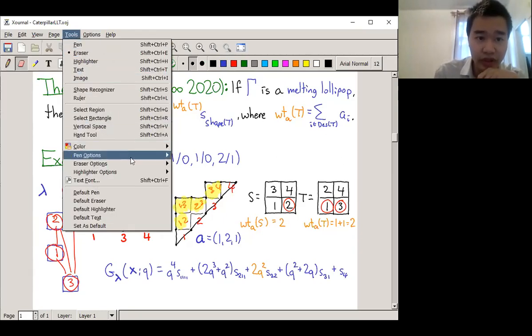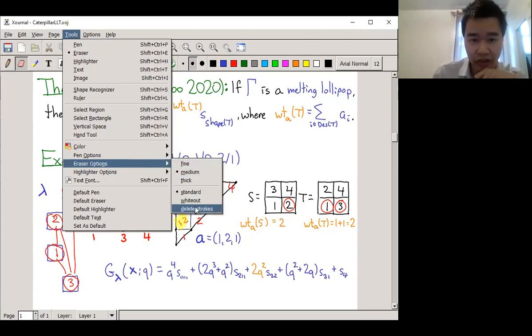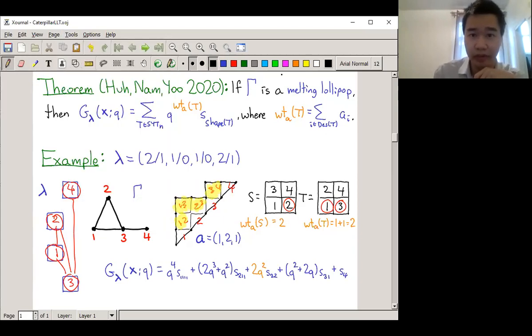So what we do is, if I want the coefficient of S22, for example, I draw all of the standard Young tableaux of shape 2, 2. I look at the descent set. So i is a descent if i plus 1 is somewhere above i. And I add up those indices of the area vector. So for S, I get a sub 2, which is 2. And for T, I get a sub 1 plus a sub 3, which is also 2.